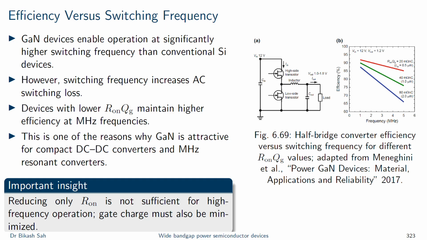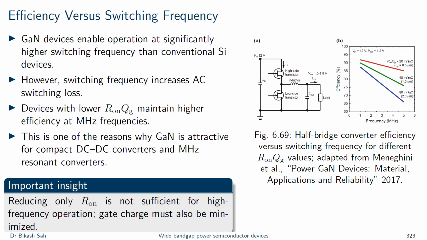Now let's understand the efficiency versus the switching frequency. These are some things that are really important to understand, why exactly GaN is preferred, but also there are certain challenges. This is where exactly in this slide we are trying to technically connect the figure of merit to actual converter efficiency. As the switching frequency increases, the AC switching loss would also increase. If two devices have the same resistance but different gate charge and output charge, their high frequency efficiencies can be very different.